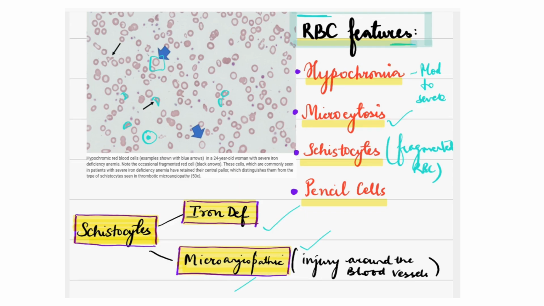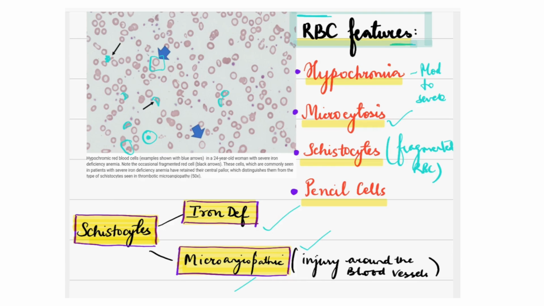But the main difference is, in iron deficiency anemia, these fragmented RBCs maintain a central pallor. As you can see, there is a central white space, which confirms that this is an iron deficiency anemia picture. And in severe cases, schistocytes are present. But if this was a case of microangiopathic hemolytic anemia, then it would lack the central pallor. It will be all red, no central pallor in between.